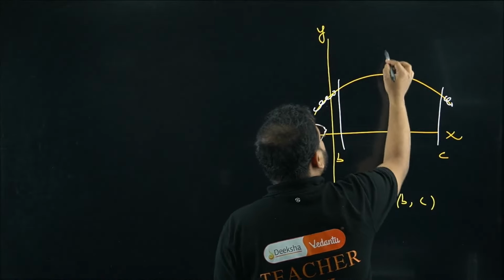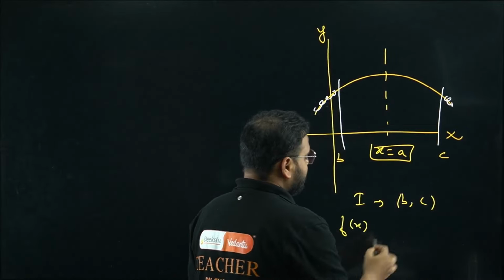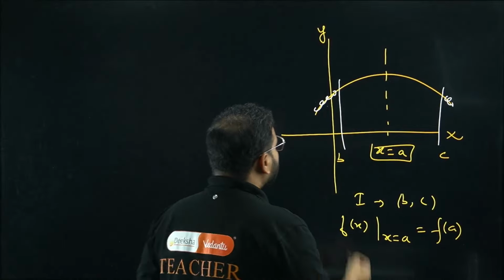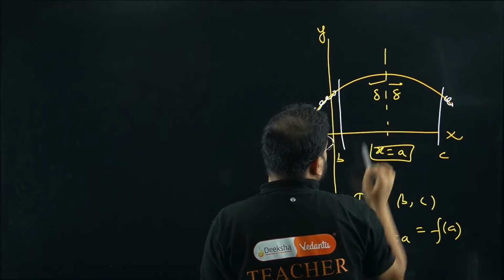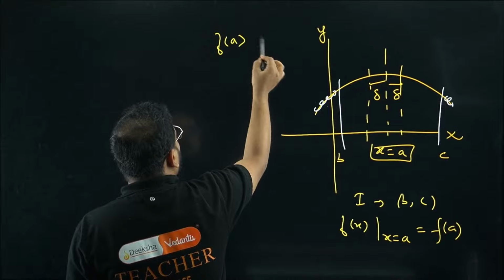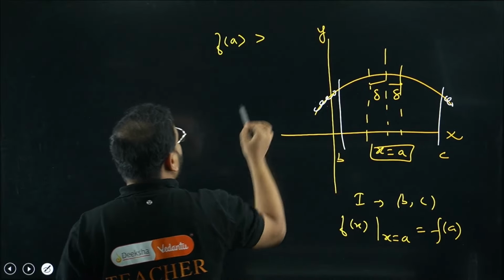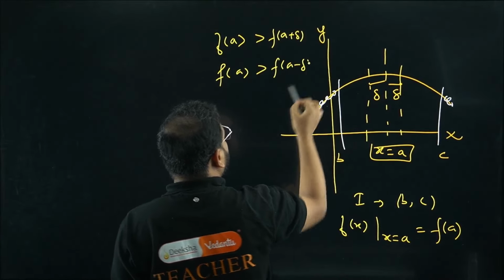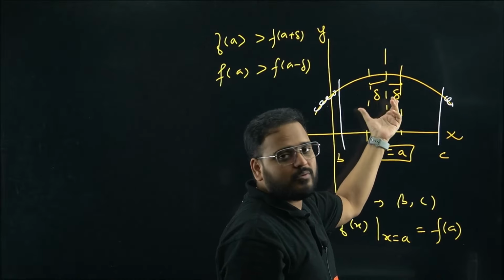Then what will happen? There will exist this point x equals A. When x equals A, f(A) will be the highest. Can you see this? It will be more than any point. If you go either side by a delta value, f(A) will be more than f(A plus delta), and also f(A) will be more than f(A minus delta). This means in the neighborhood of this point A, the value at A will be highest. But delta is a very small value.